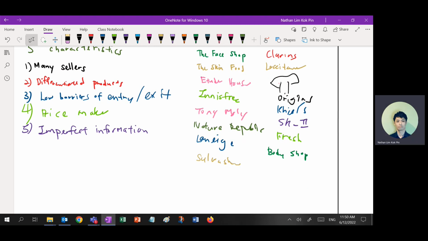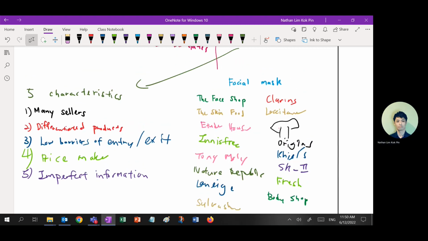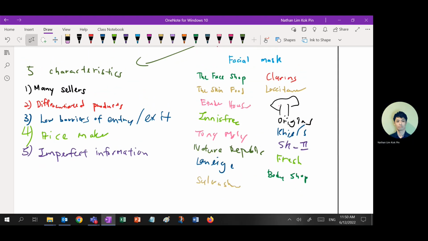Make sense or not? You know these brands or not? You know at least one or two of these brands? That's why they're differentiated products, right? Make sense? Okay. Are there low barriers of entry?